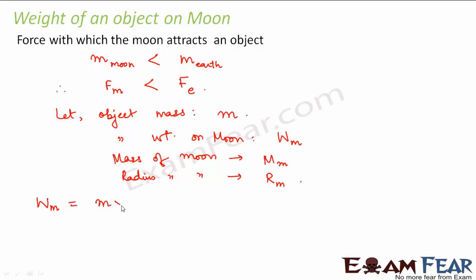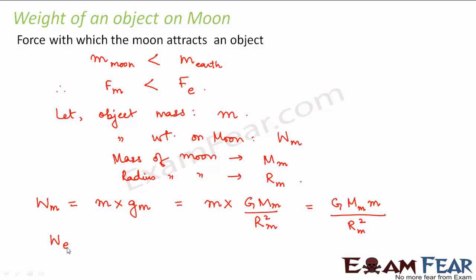It would be mass of the object multiplied by the acceleration due to gravity on moon, right? So this will be equal to m into, we find out an expression for g. What was that? It was capital G into M divided by r square. So this M is mass on moon and this r is also radius on moon. This capital G will remain same everywhere, whether it is earth or moon. So this can be written as G into Mm into small m divided by Rm square.